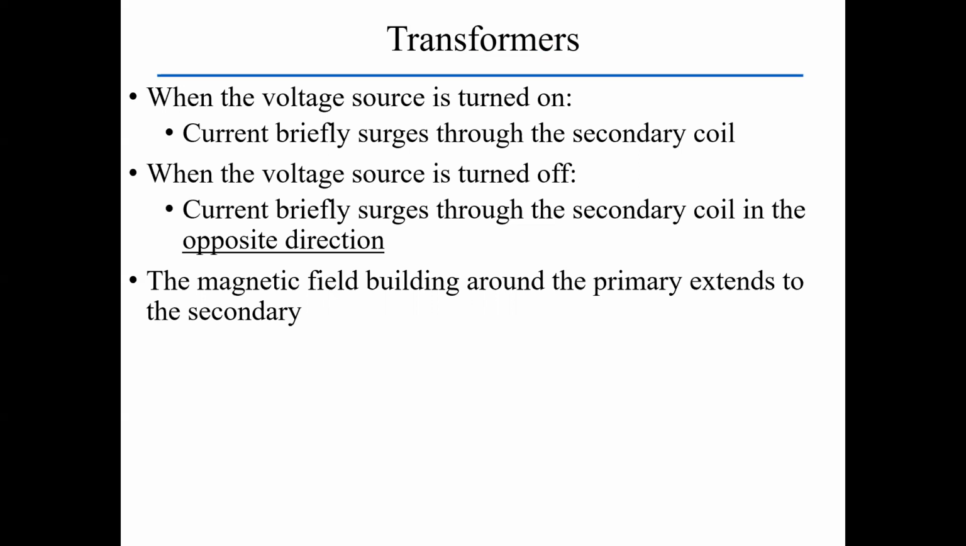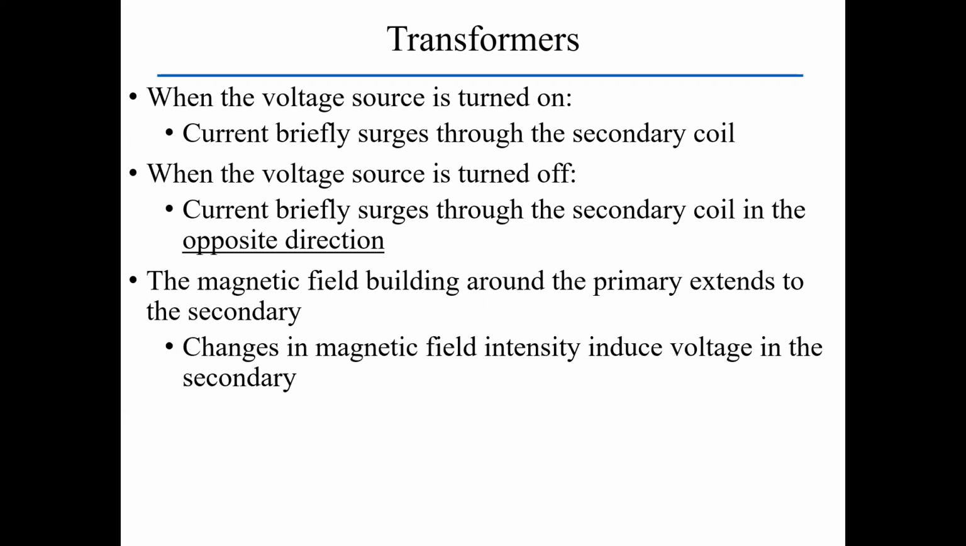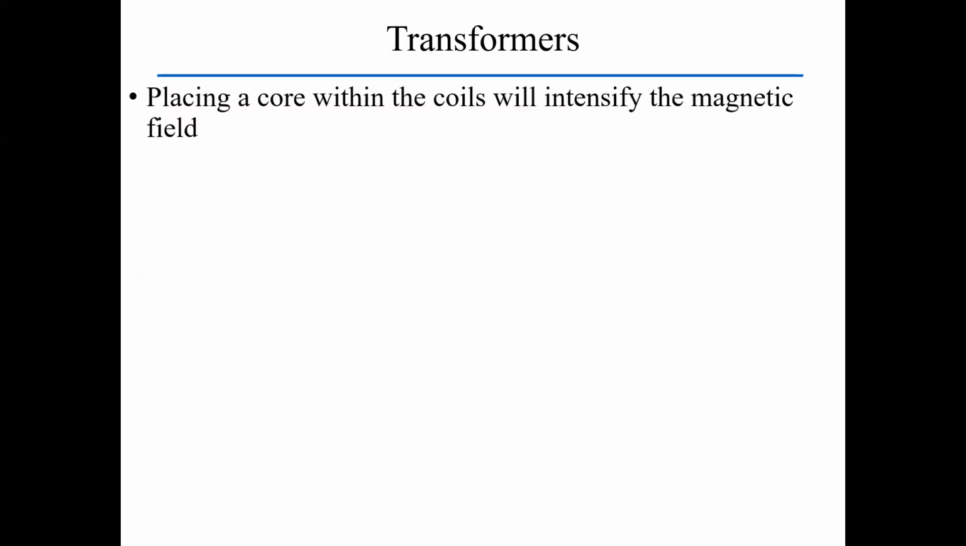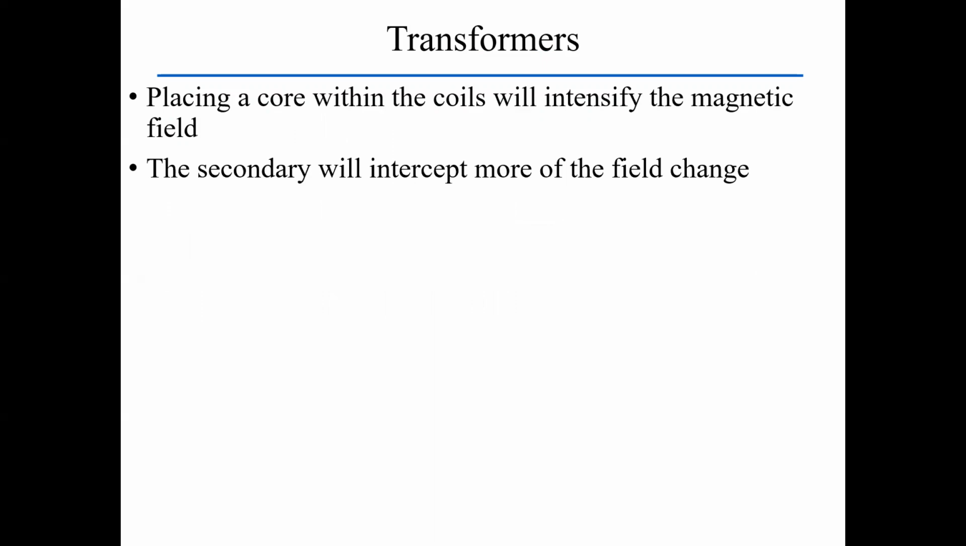The magnetic field building around the primary extends to the secondary. Changes in magnetic field intensity induce voltage in the secondary. Placing a core within the coils will intensify the magnetic field. This we know from our concepts of magnetic fields in materials. The secondary will intercept more of the field that will change.